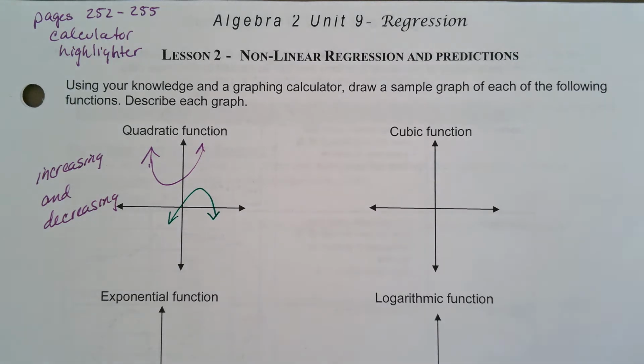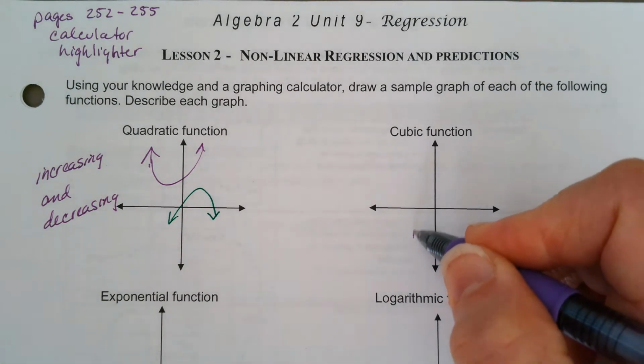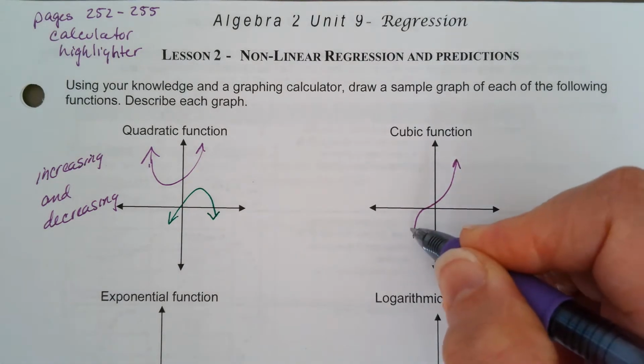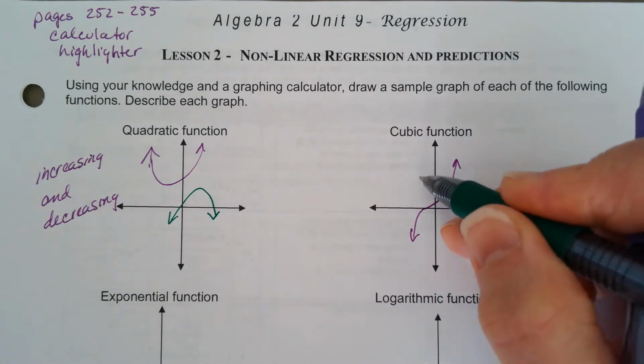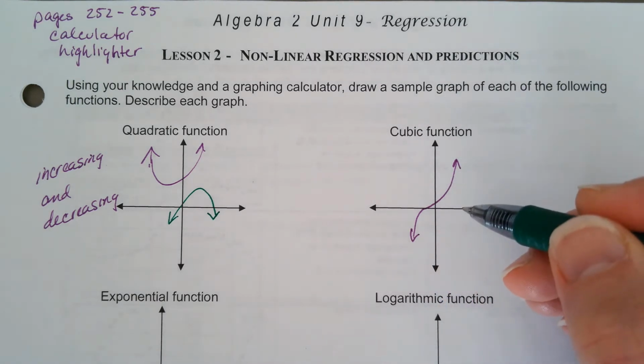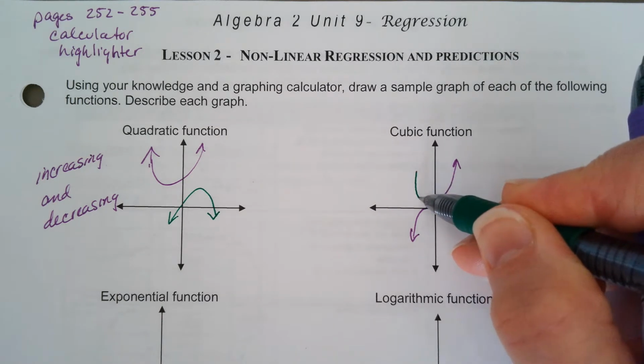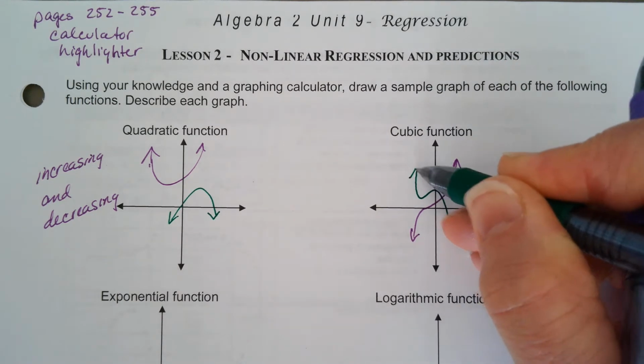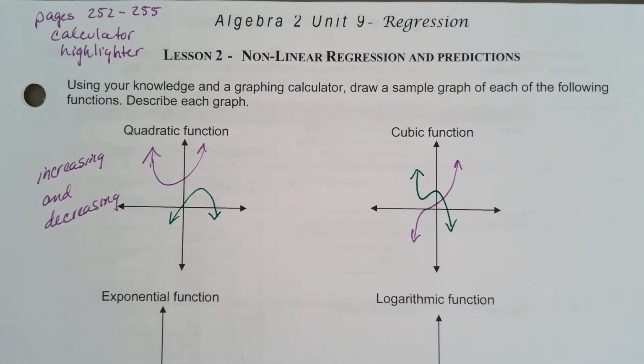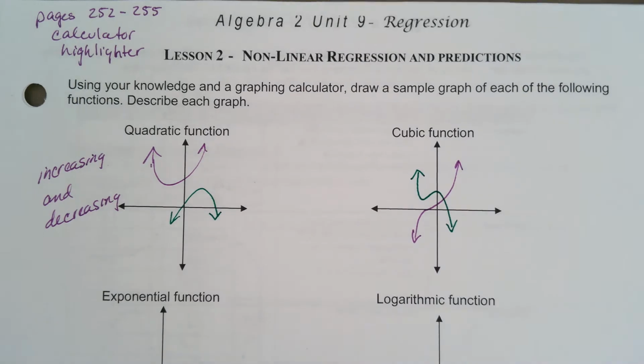A cubic function, let's say an increasing cubic, might look something like this. Or we could have a decreasing cubic. Or we can have both, right? So it could be strictly increasing, strictly decreasing, or both increasing and decreasing.